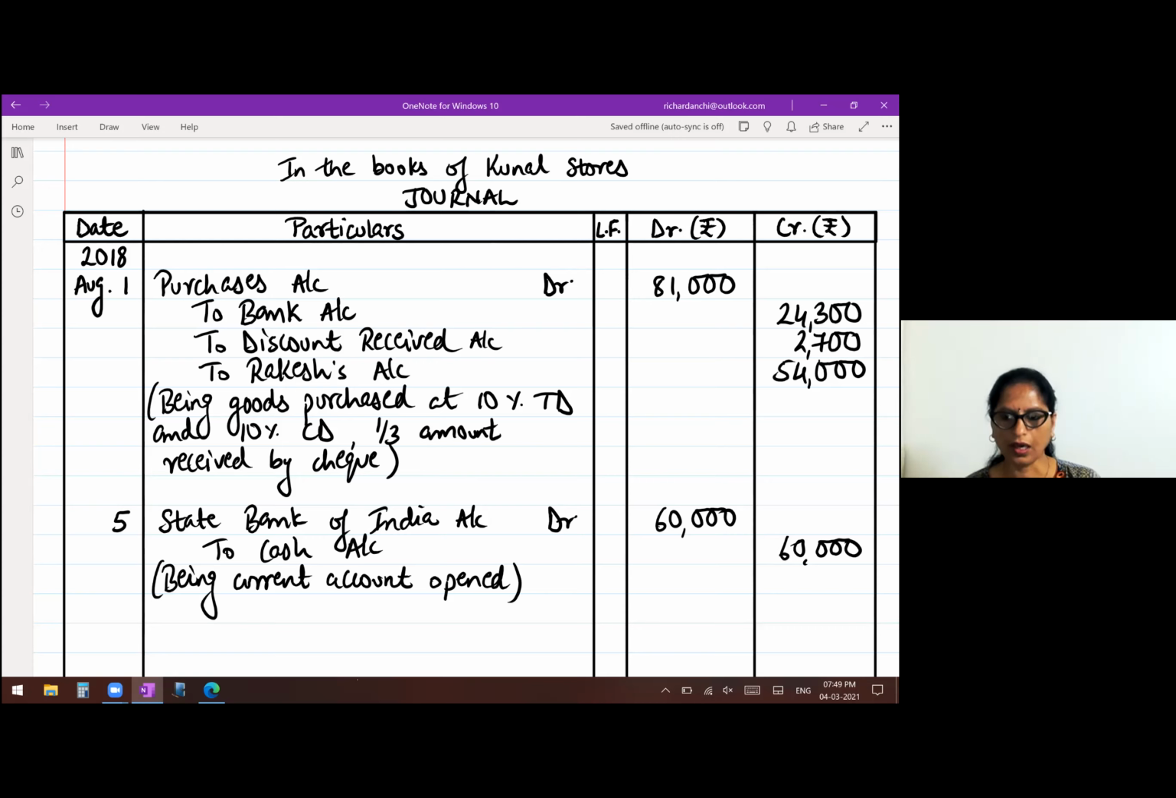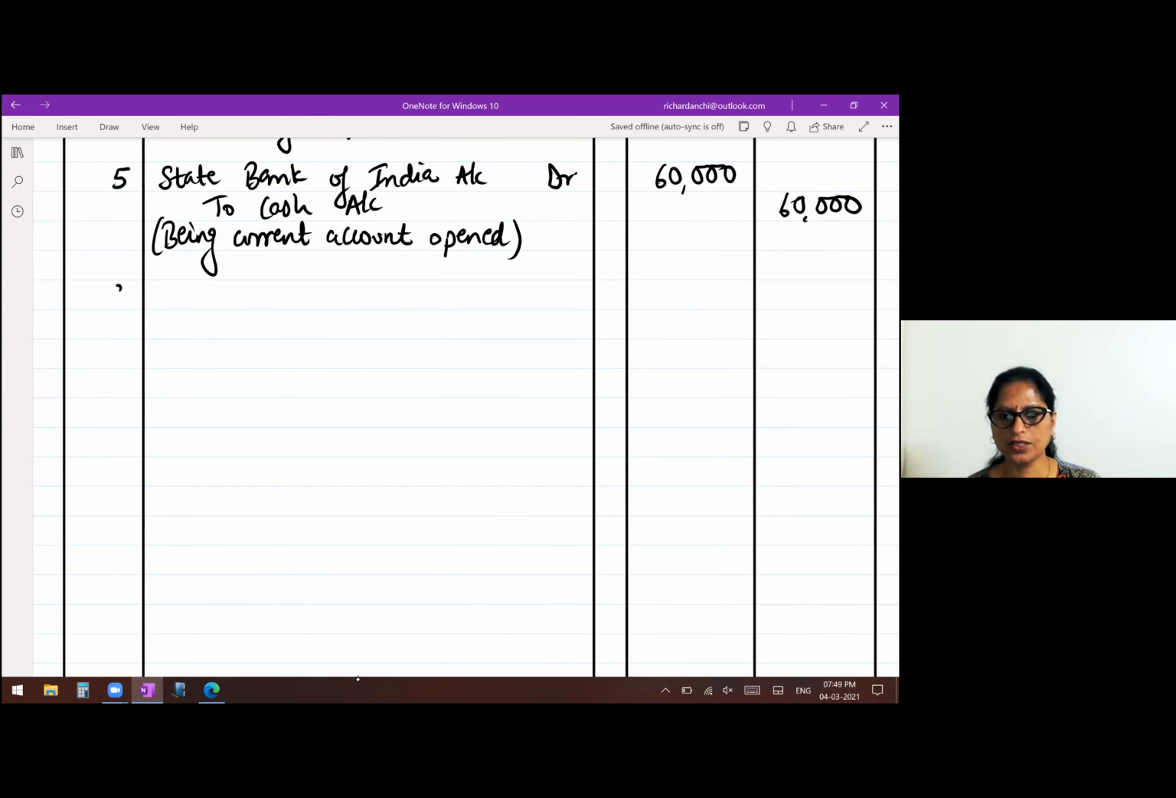Next one on the 8th is cash purchases. So very simple here, two accounts, one is purchases, one is cash. Purchases nominal account, so debit expenses and losses and cash goes out. So purchases account debit 85,000 to cash account 85,000. Narration being cash purchases.